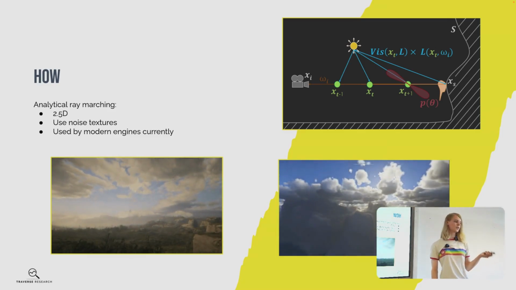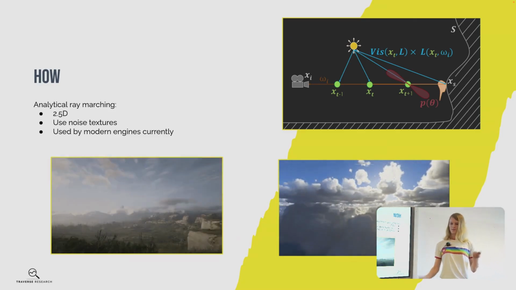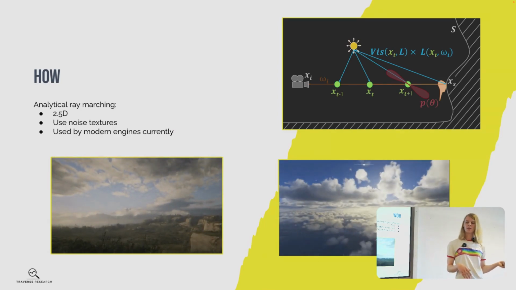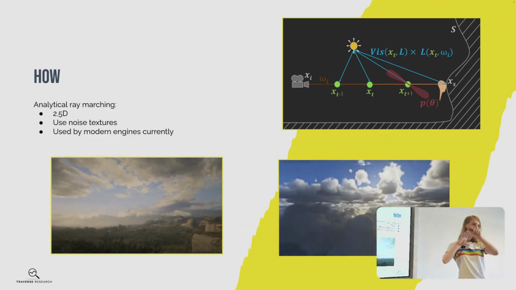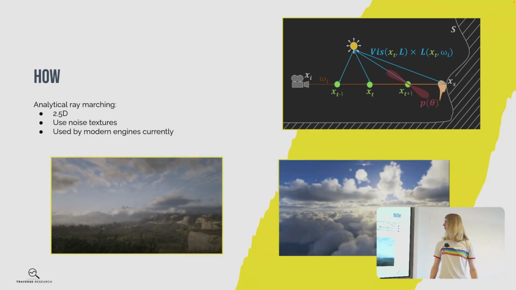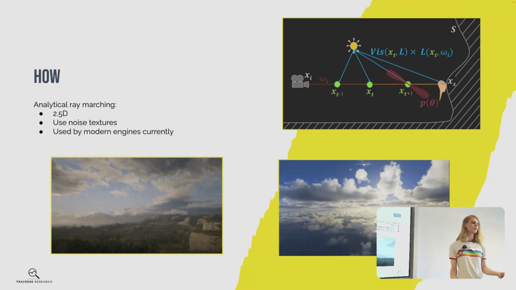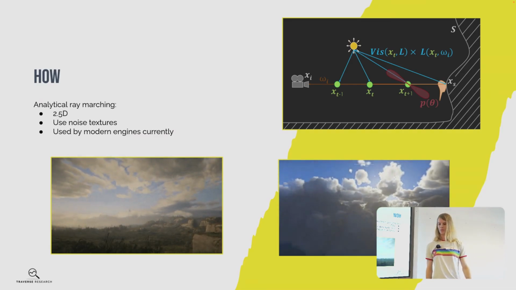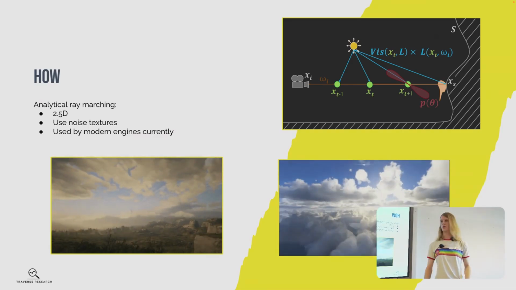So the way this is currently done in games is by using what they call 2.5D, so it's not actual 3-dimensional data. They have a 2-dimensional texture of where the clouds are in the sky, and then the 0.5 dimension comes from noise textures. These noise textures make the cloud puffy and make it look 3-dimensional. And this is currently being used in AAA engines.